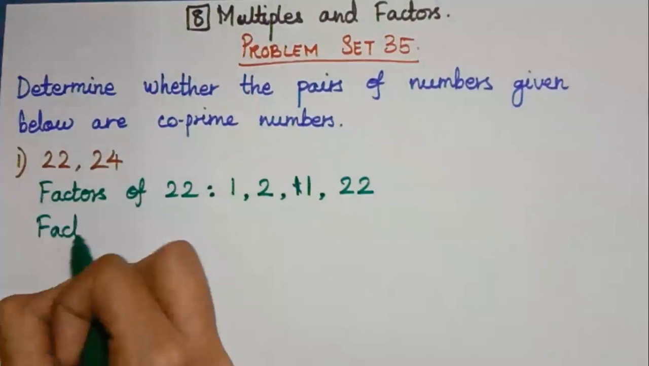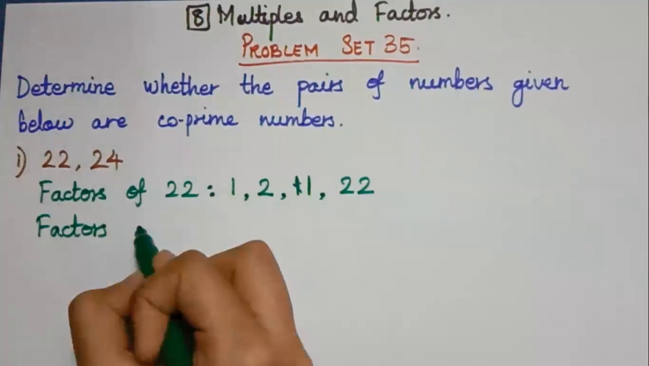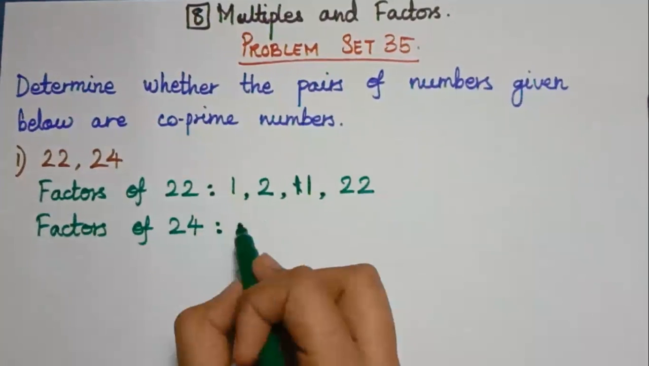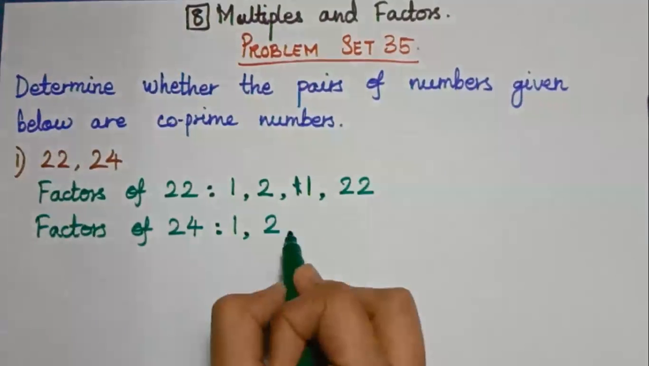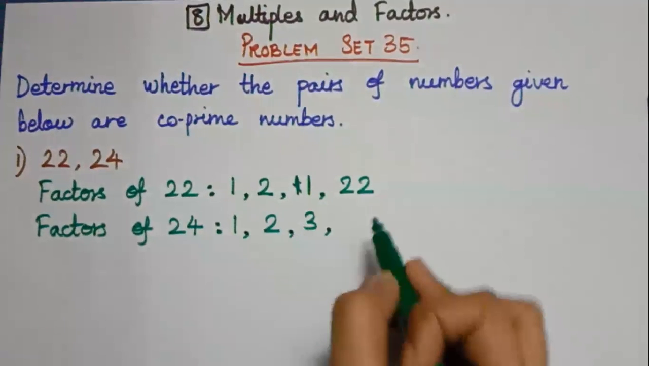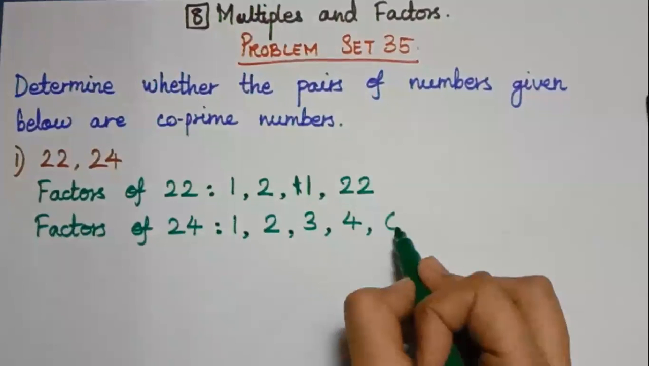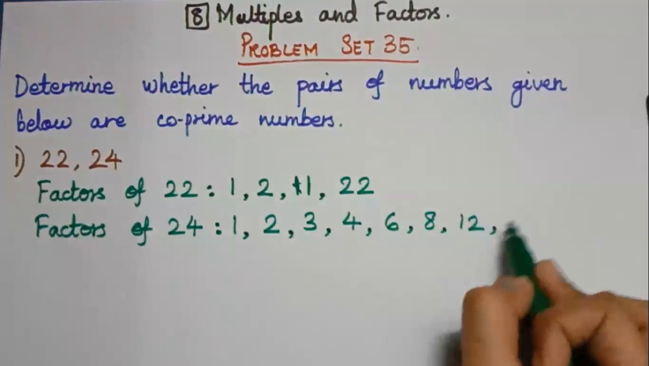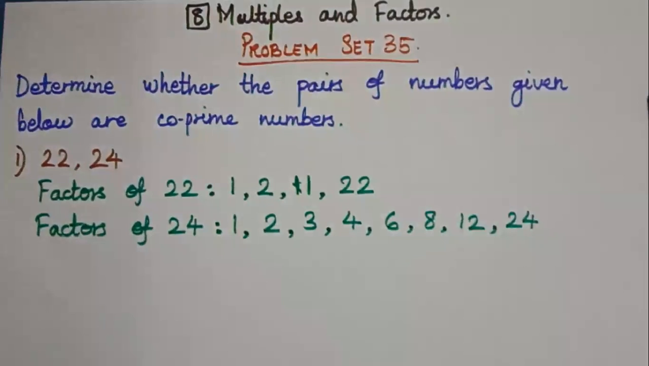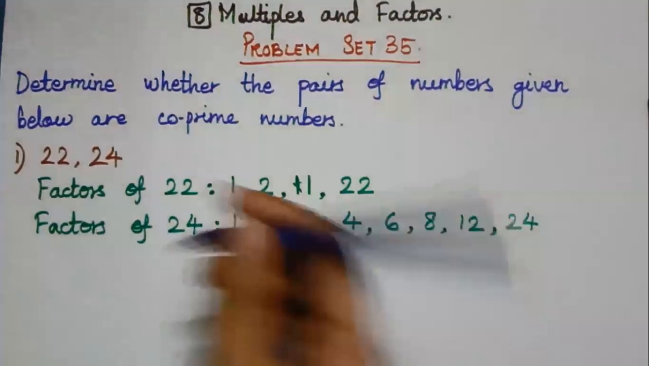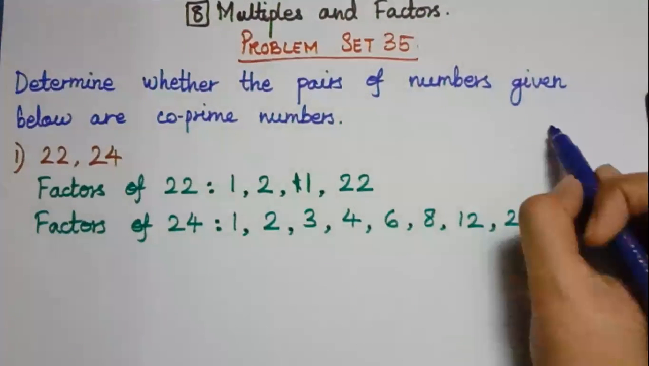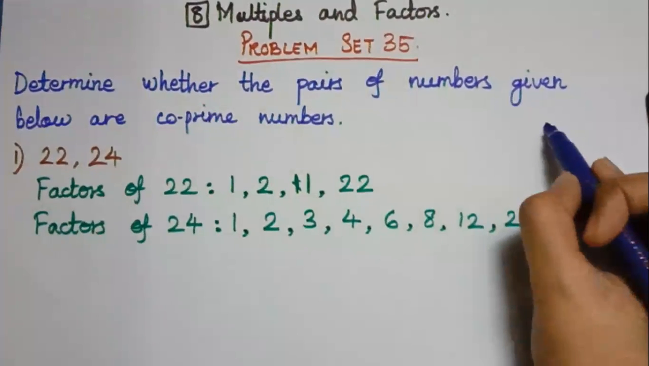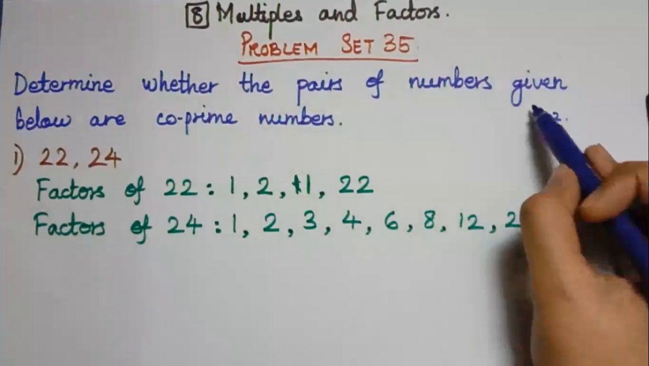Now I will write the factors of 24. So what are the factors of 24? The factors of 24 are 1, 2, 3, 4, 6, 8, 12 and 24. Just for your sake, girls, I am just solving out the first factor. Okay, I just want you to revise it once again. So the factors of 22 we have to find out, right? So this is our number. You have to do this in your rough column.